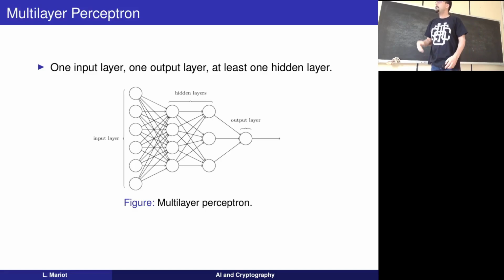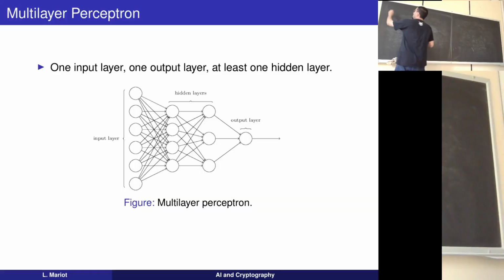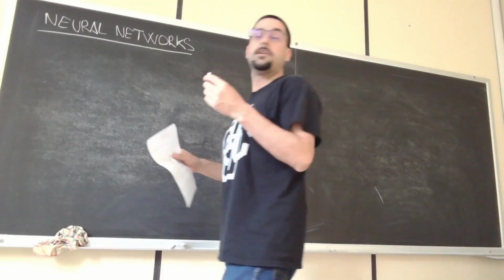Now here is a model of machine learning algorithm that we are going to see in more detail in this lecture, called the multi-layer perceptron. But first, before going into the multi-layer perceptron, let us recall what neural networks are in general. We start by defining what an artificial neuron is.